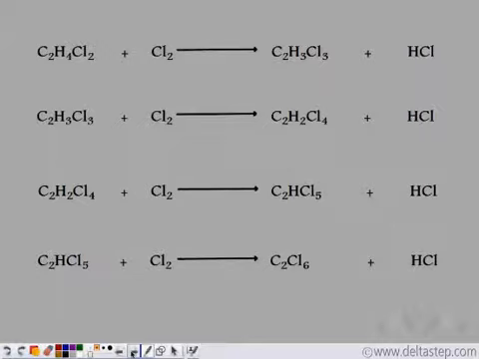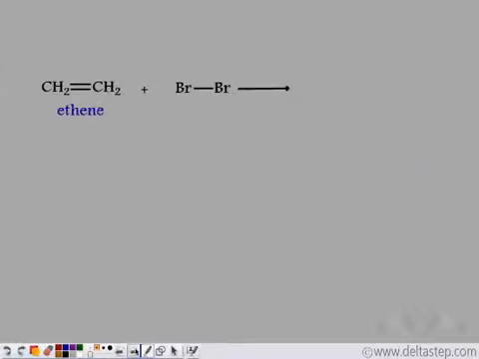So all the unsaturated hydrocarbons tend to become saturated, and this is done by addition reactions. Let's take another example. We have ethene. This time it reacts with bromine. So now, again, addition reaction takes place. It is not replacing any hydrogen atom. The bromine atoms attach to the carbon atoms by the addition reaction.